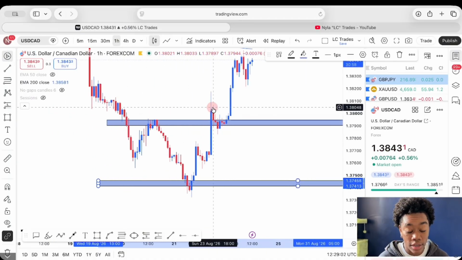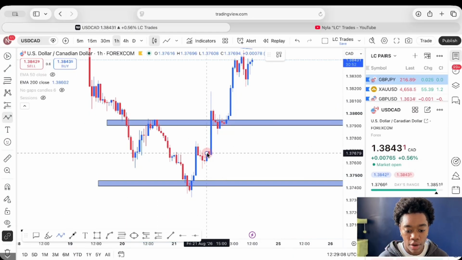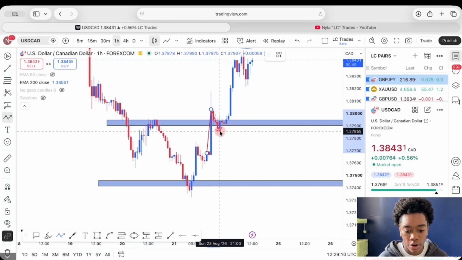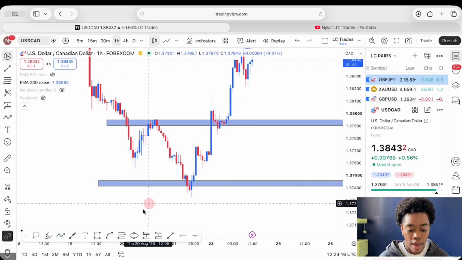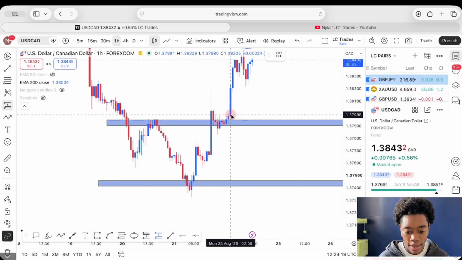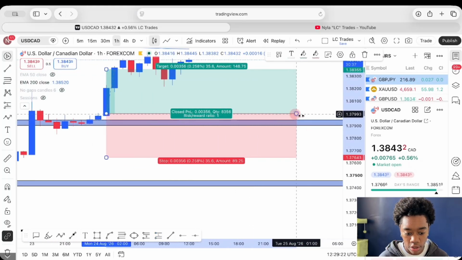Now we have our indication. Then what do we have? We have our correction right here. Let me show you guys. We have our indication right here. We have our correction right here. And this candle right here is our continuation candle. So I would get in right there for a buy, right? Right when this candle closes, which means where that wick is right there.